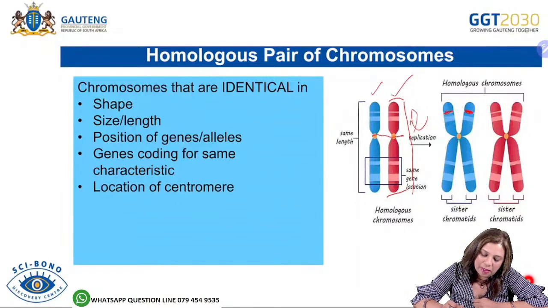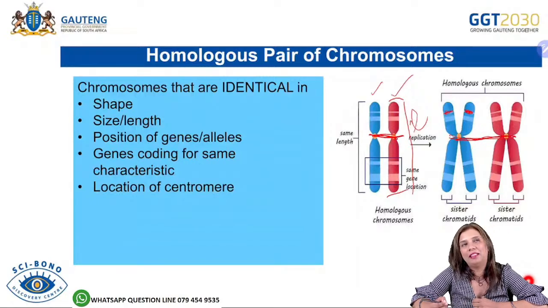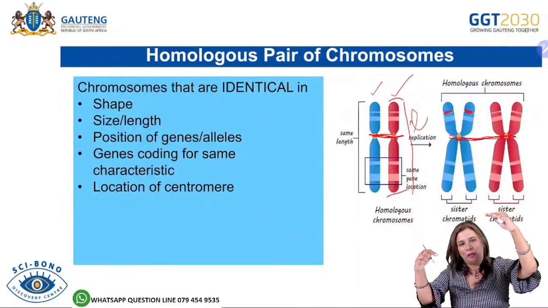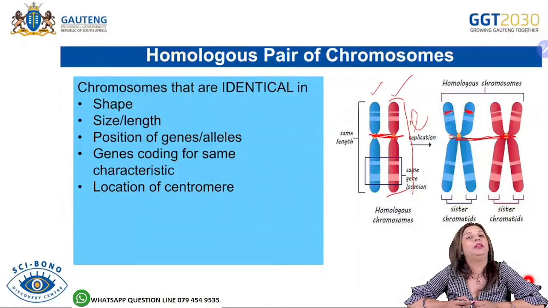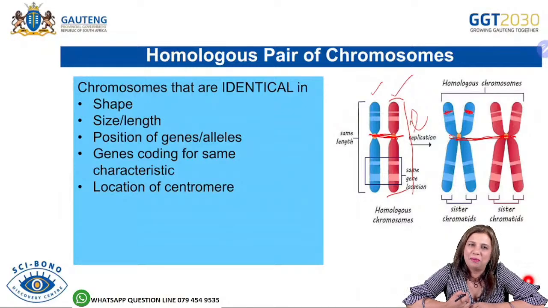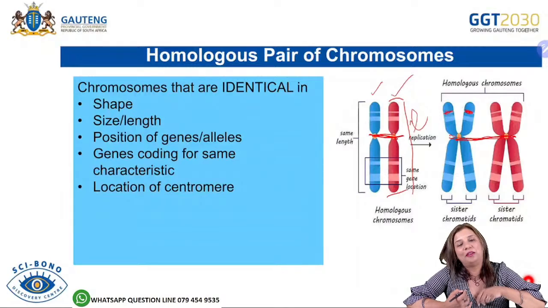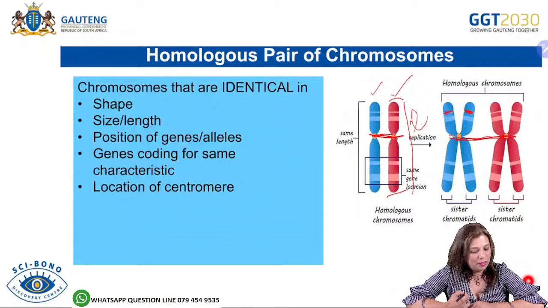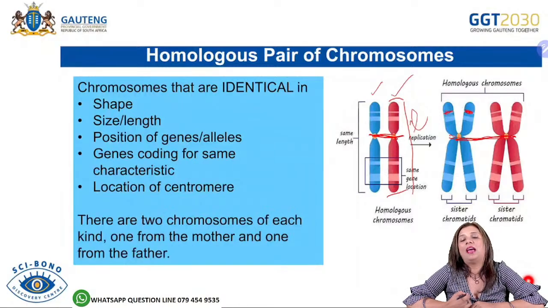Can you see the centromere is in line with each other there? They are in line. So the one centromere can't be on top and then the other one at the bottom. No. Then it would not be a homologous chromosome. So you might get in the exam a possible example where they give you two chromosomes and ask you, are they homologous? Then you're going to apply your little rule here of shape, size, position, genes coding for the same characteristic, the location of the centromere, and you're going to apply it to the diagram, and then you're going to be able to tell whether it's homologous or not.